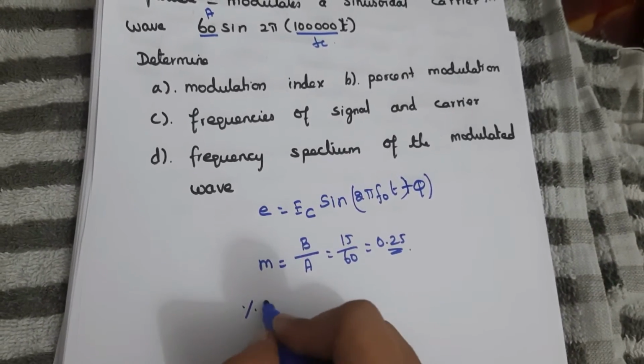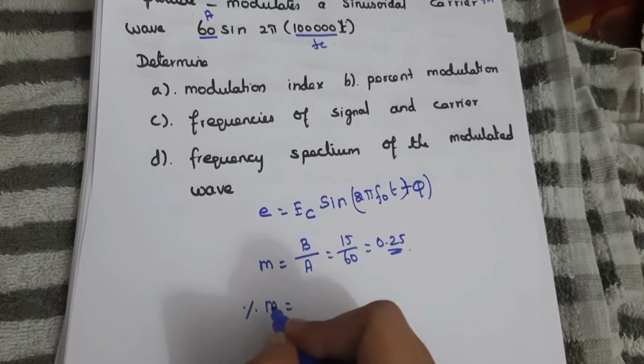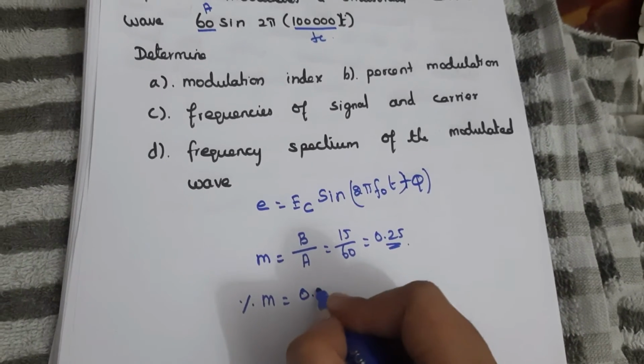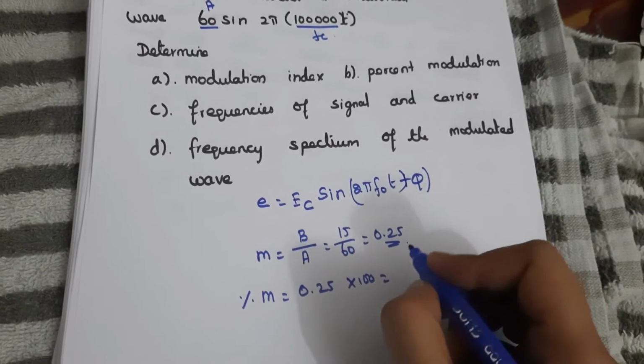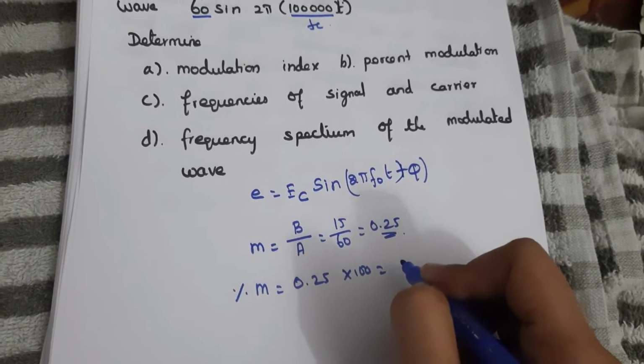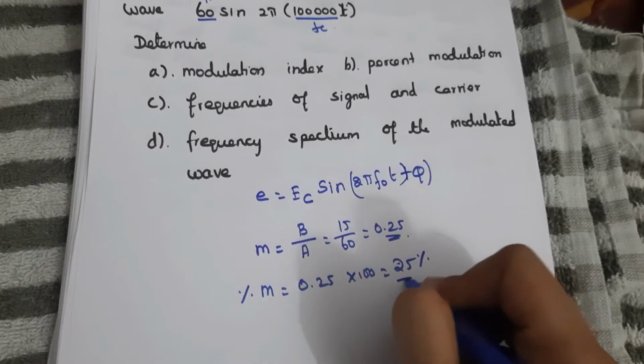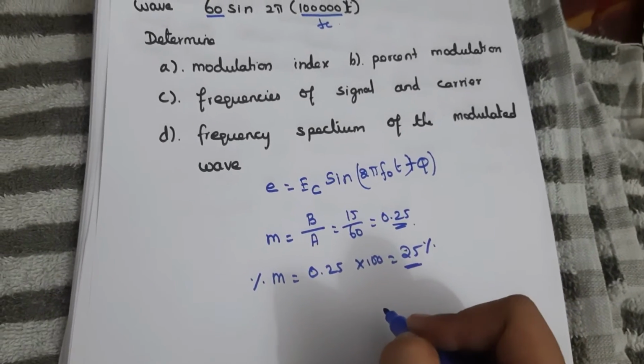And percent modulation is nothing but the percentage representation of this modulation index. So we multiply this 0.25 by 100. This will give the percent modulation. So the value here is 25%. Percent modulation is 25%.